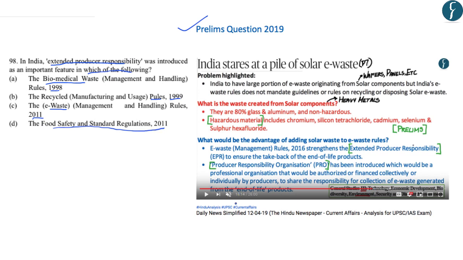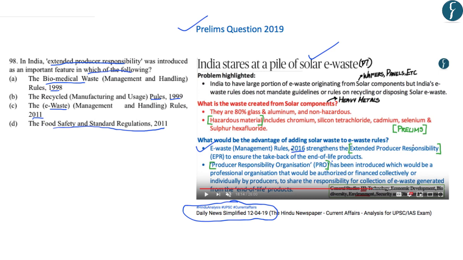And in the Daily News Simplified of 12th April 2019, an article was discussed in the context of solar e-waste. And in this article, it was clearly mentioned that the E-Waste Rules 2016 strengthen the EPR, or the extended producer responsibility, to ensure the take back of the end-of-life products.